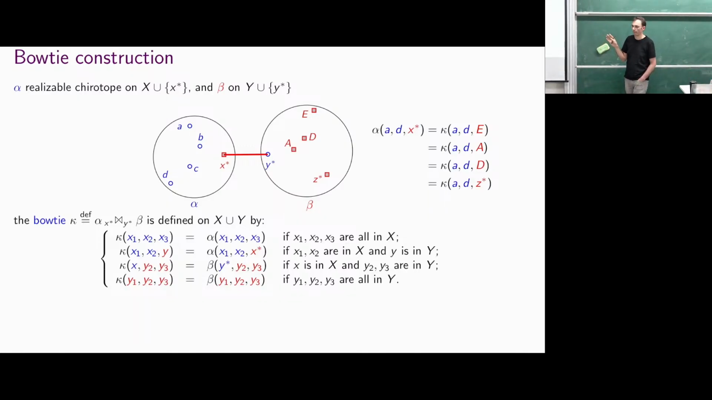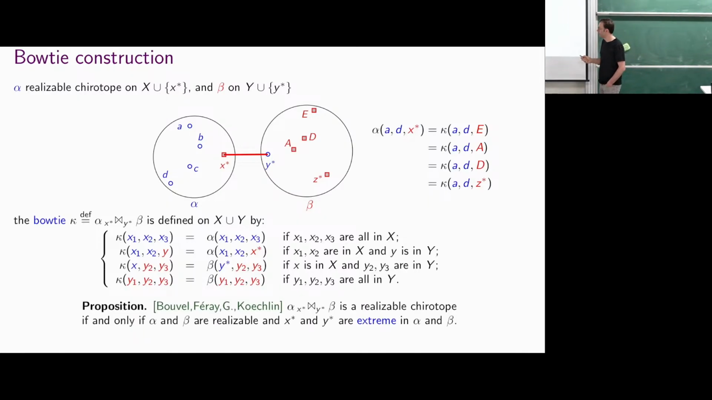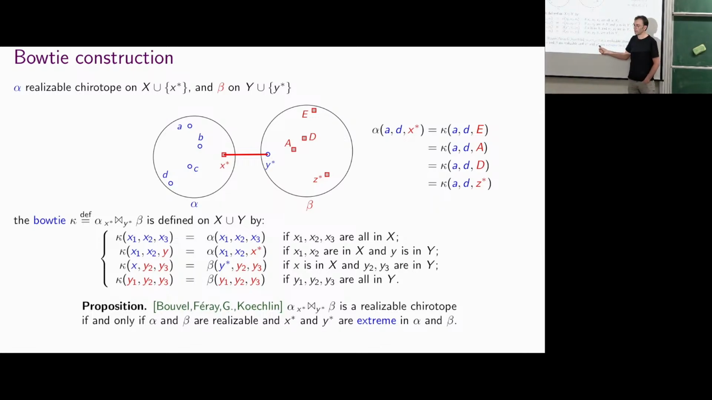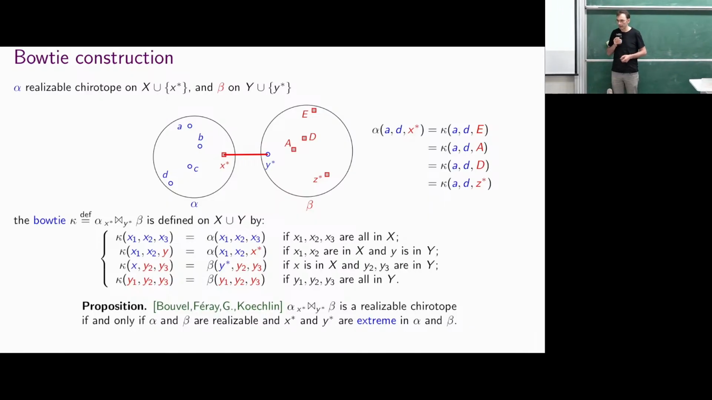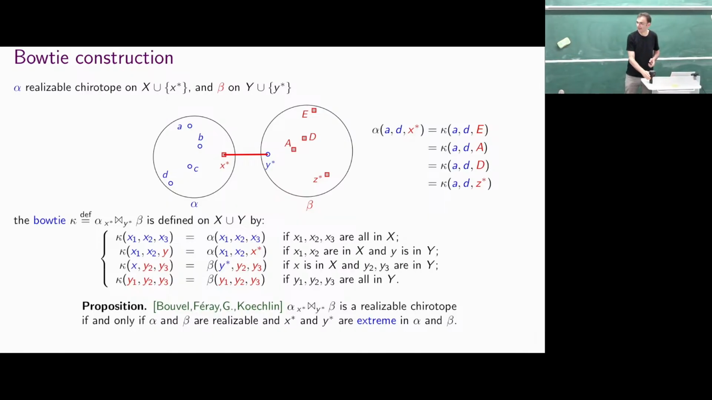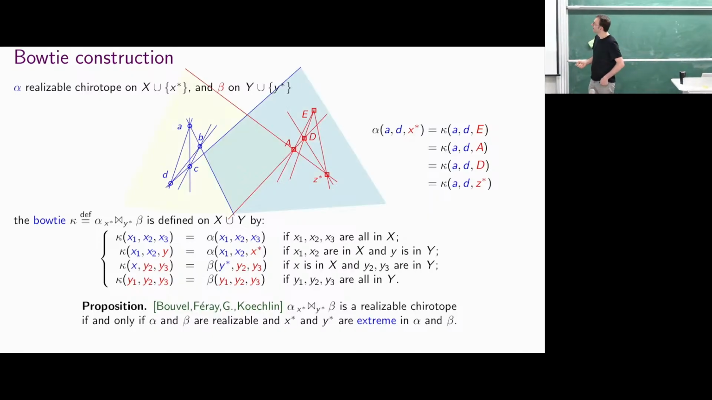Are you saying that when you do this, then this is also realizable? Yeah, it is realizable if and only if both alpha and beta are realizable, and the points you assemble and use as proxies are extreme. So that means on the convex hull? Yes, that means they are vertices of the convex hull. Extreme is that. Like, how do you realize it? Do you put in a very thin thing, or?